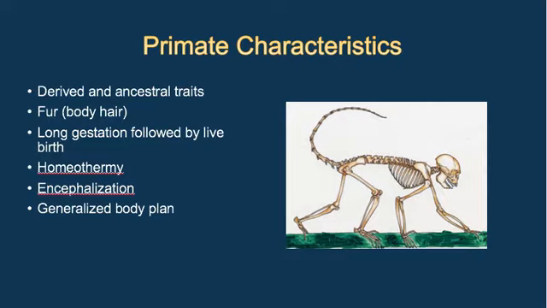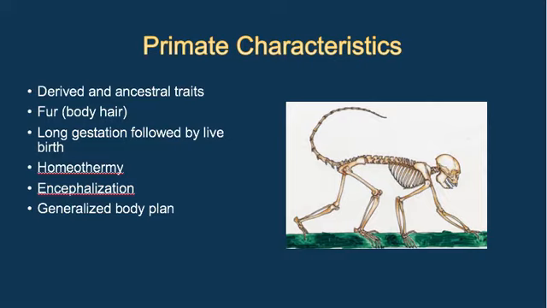So the second item, fur, meaning body hair, that is something that is obviously an ancestral trait. Primates share that trait with lots and lots of other types of animals. Even humans technically have body hair, even though we have much more sparse and fine body hair than other types of primates. We still do have body hair technically.